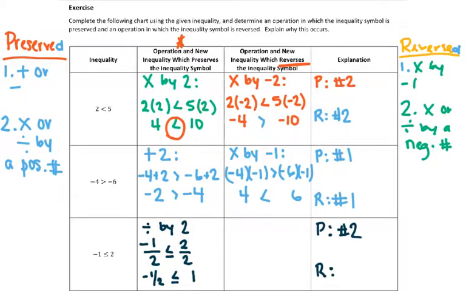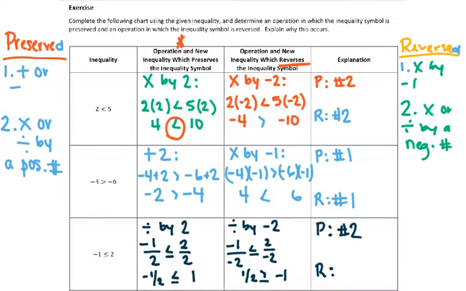We're trying to reverse that less than or equal to symbol. We're trying to change it to a greater than or equal to symbol. So now I'm going to divide both sides by negative 2. So now I have negative 1 divided by negative 2 is less than or equal to 2 divided by negative 2. So I'm left with 1/2 and negative 1. And I have to change that because 1/2 is greater than or equal to negative 1.